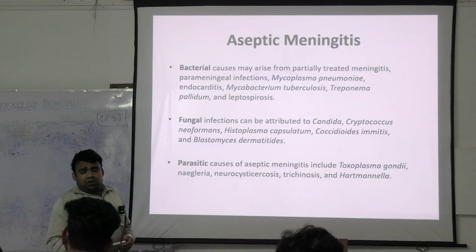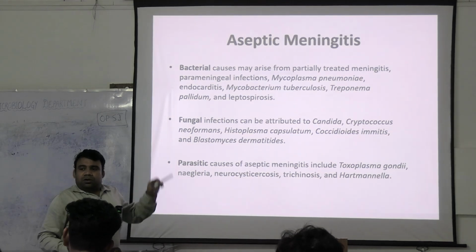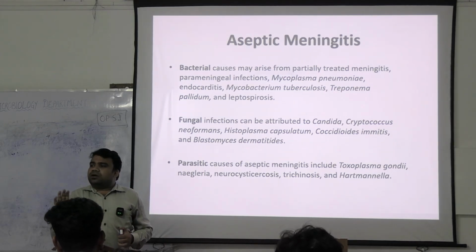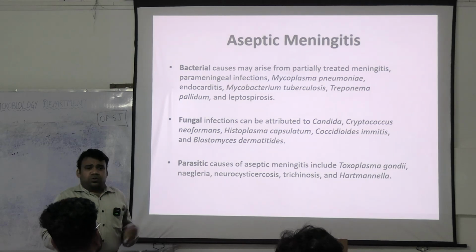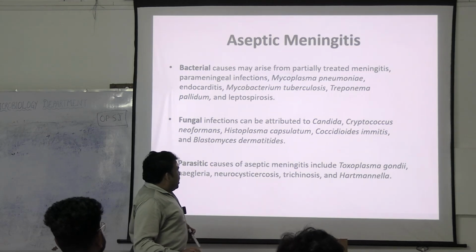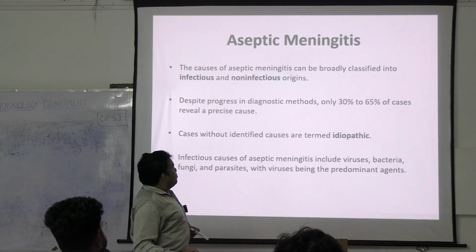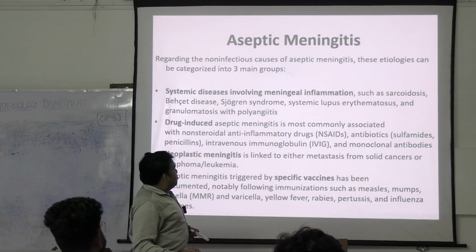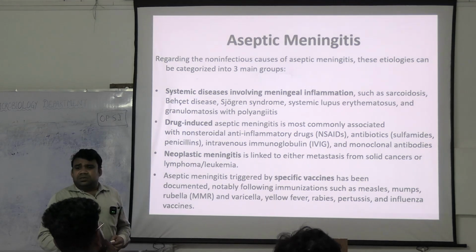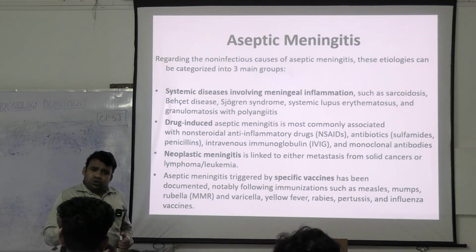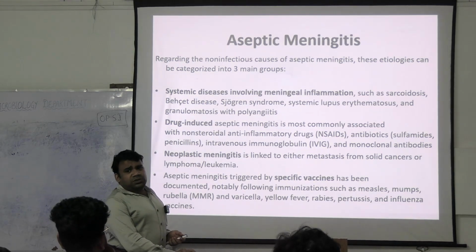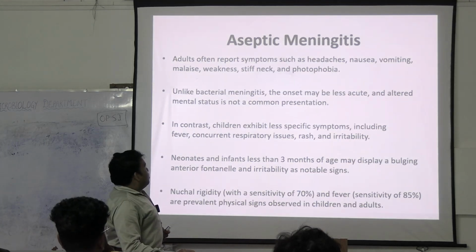Some of the bacterial causes, like I have already said, chronic meningitis may also present in the initial part with signs and symptoms of aseptic meningitis. Among them would include Treponema or Borrelia, fungal infections and parasitic infections. Other important differential diagnoses would include systemic diseases causing meningeal inflammation like autoimmune diseases or drug induced, and sometimes the cause may not be seen, in which case we call it idiopathic. Okay.